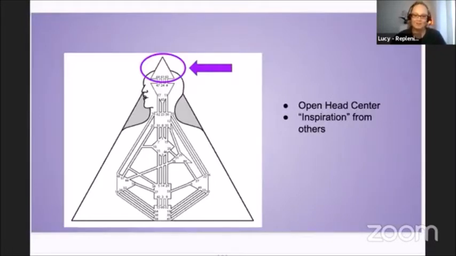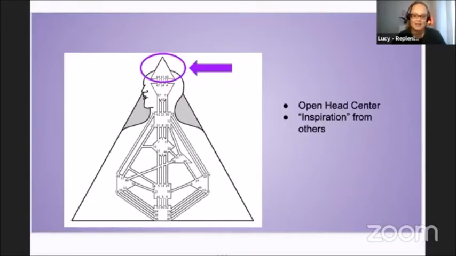Amazing. So we start at the top. If you have an undefined head center, which is where the circle is focusing at the moment, it means that you are open to receive intuitive information in the form of inspiration. Now, this inspiration can be collective or it can be from others around you. Often, people with an undefined head center, for example, feel very inspired after working in public places, such as a coffee shop or a library even, where they're able to receive information from all sources all around them.